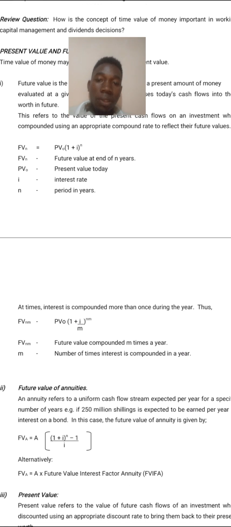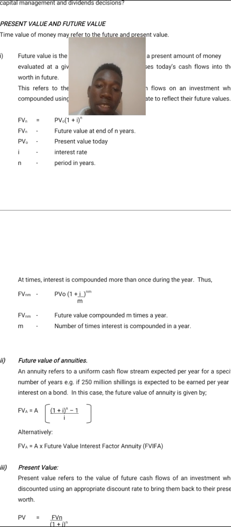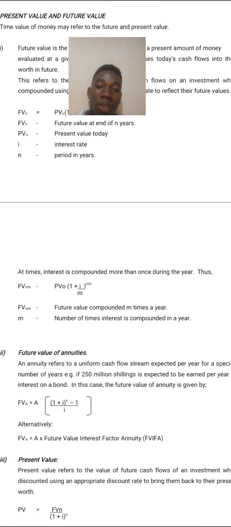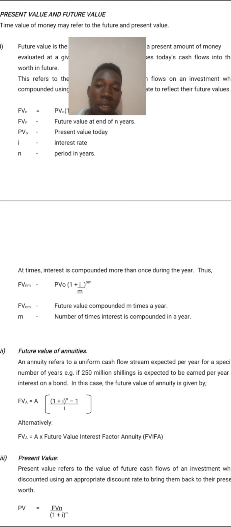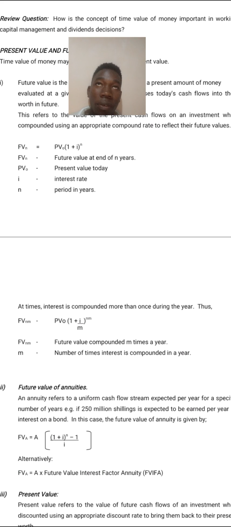So let's proceed and we go to future value. How do you get a future value when interest is compounded more than once during a year? So when we say interest compounded more than once during a year, if you hear words like quarterly, semi-annually, weekly, and daily, it means that interest is compounded more than once in a year. So if they say quarterly, it means that interest is compounded 4 times in a year.